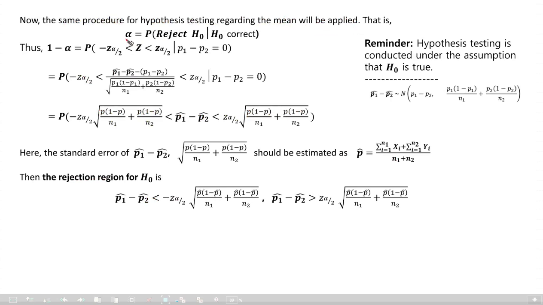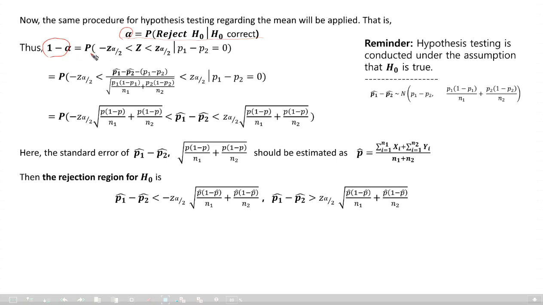So, what is alpha? Alpha is a significance level. The probability of rejecting H0 when H0 is correct. Okay? This is the definition of alpha, the significance level. But we studied 1 minus alpha in interval estimation.